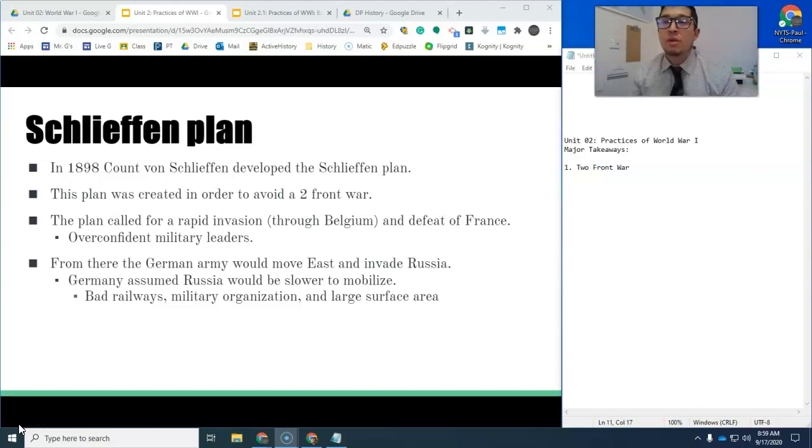Anytime you have a two-front war, let's say you've got 10 million troops in your military. Can you ever use 10 million troops at once? No, because you've got to split them up for both fronts. So fighting a two-front war is incredibly difficult, and Germany wants to avoid that at all costs. So the plan is to go into France, beat France really quick, make France surrender, turn around, move to Russia before Russia even mobilizes, and then beat Russia. All right, that's the plan.